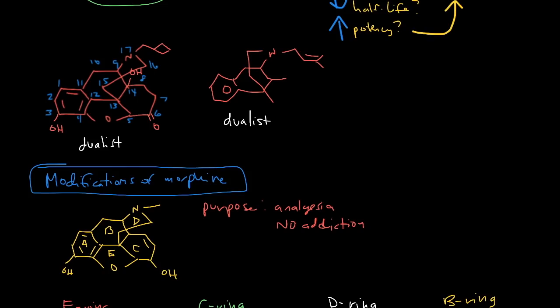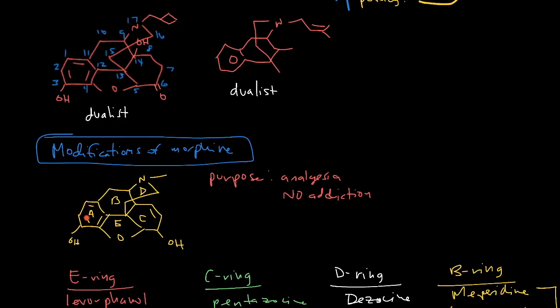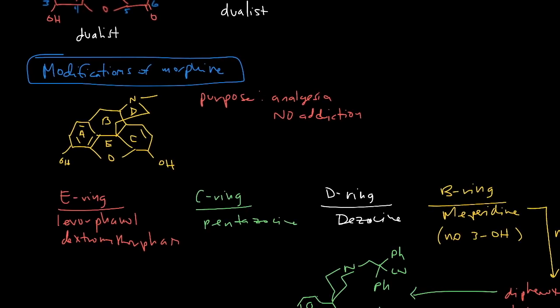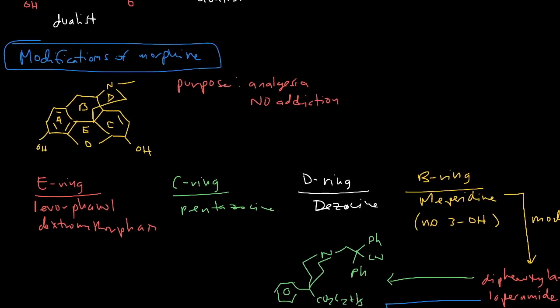Chemists have come up with modifications of morphine to still produce analgesia without the addictive effects. So here I labeled your morphine rings A, B, C, D, E. All your rings are labeled. You probably don't have to know the structures because none of these are prototypes, and they're pretty hard to memorize. But here are the essential concepts.